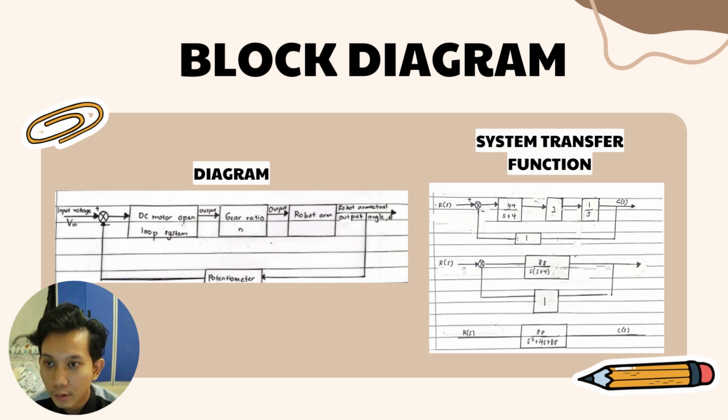I will explain about the block diagram for robotic arm control. Firstly, input. This block represents the desired position or trajectory that you want the robotic arm to follow. It could be specified by a human operator or obtained from a higher level control system.